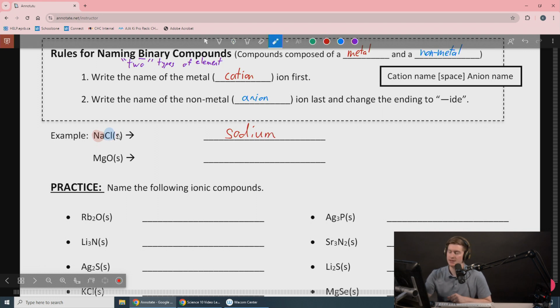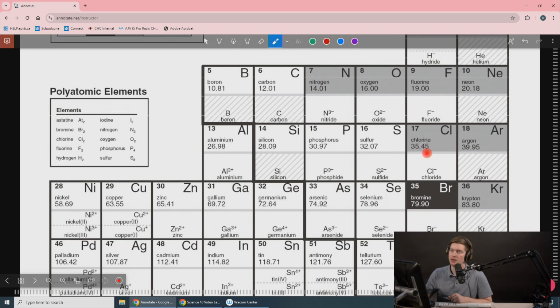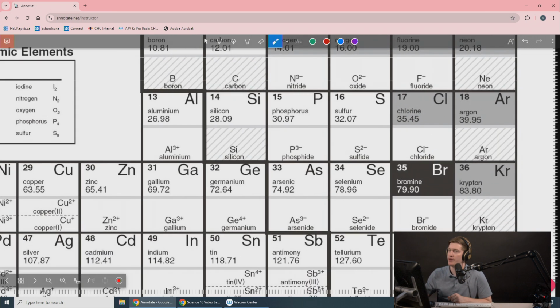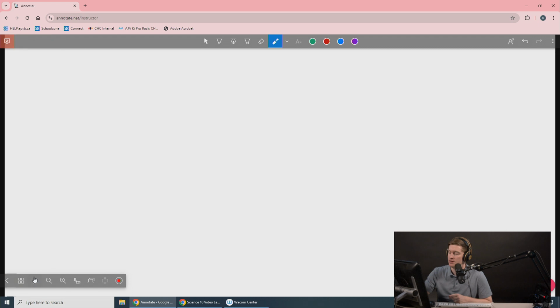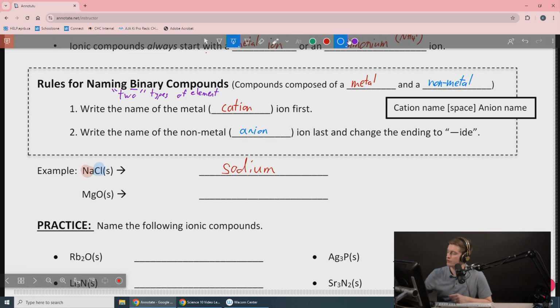And then we find Cl on the periodic table. Cl is chlorine, but when it's in its ion form, we have to change the ending to "ide," which on your periodic table is already given to you. This is it as an atom, chlorine. As an ion, we call it chloride. And so if we combine sodium and chlorine, we get sodium chloride. And this tells us this is our ionic compound.